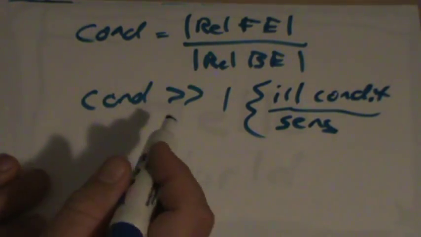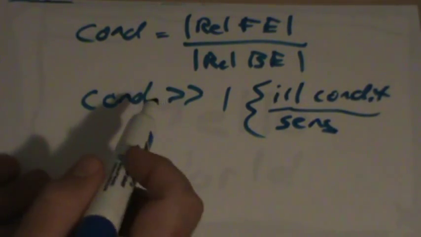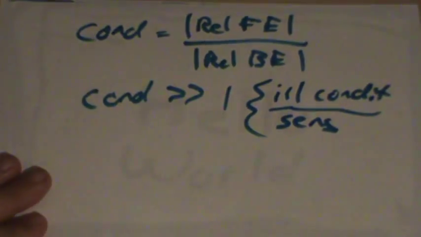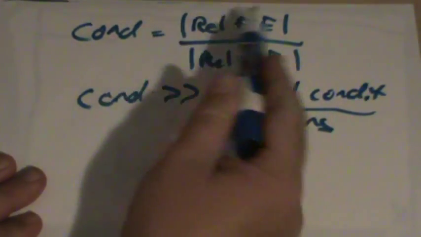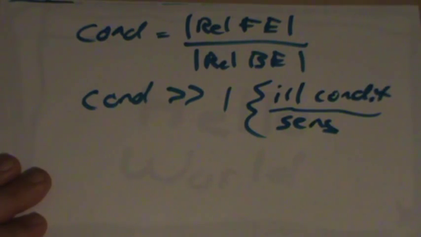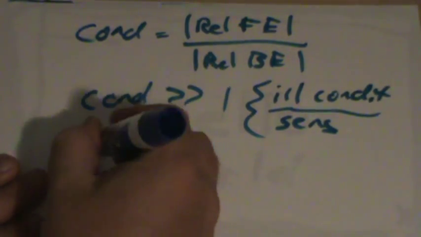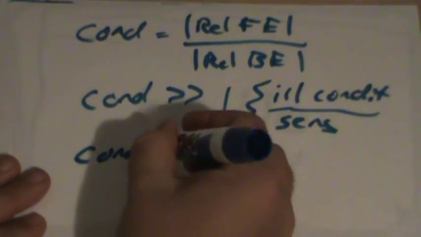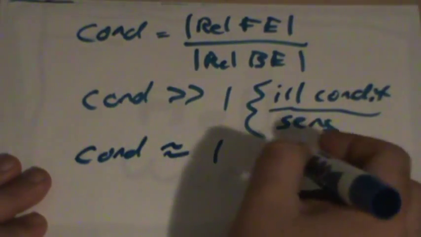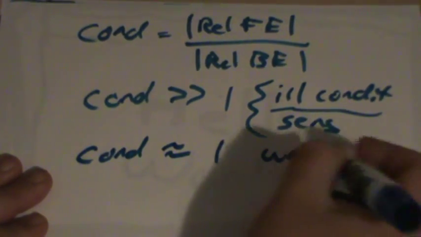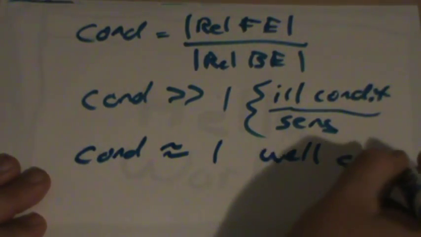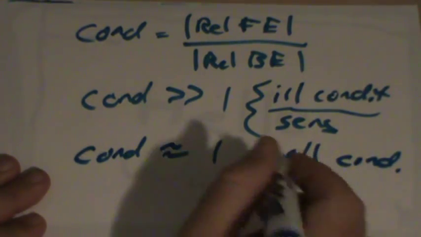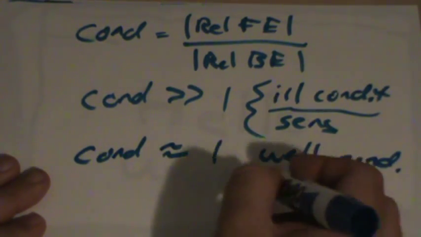If it's pretty close to 1, then that means they're about the same. It means whatever your data inputs are, they're pretty darn close to your outputs. That's a nice condition. So we call that well-conditioned if the condition number is close to 1. Or we can also call that insensitive.